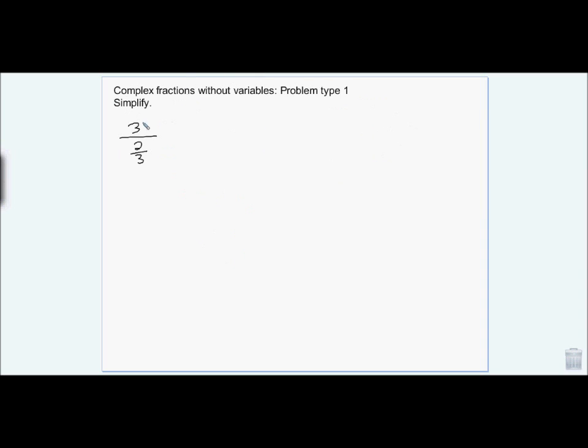Let's try another one. This one has a whole number divided by a fraction. Now these can be a little more confusing because it's sometimes hard to differentiate. Is this 3/2 divided by 3 or 3 divided by 2/3? When they're typed, you'll notice this line is slightly longer than this line. So this is 3 divided by 2/3. So I'm going to rewrite that as 3 divided by 2/3.